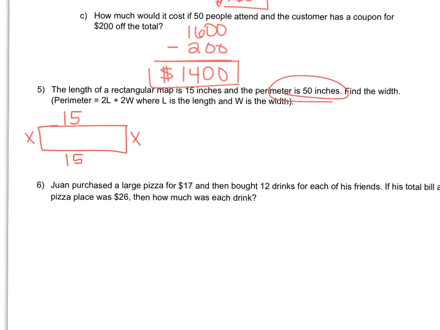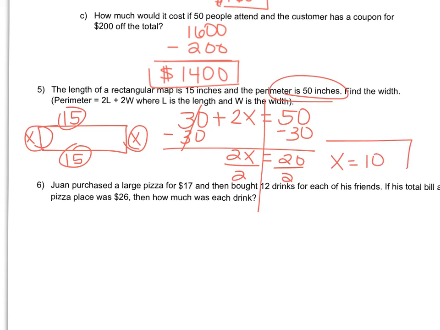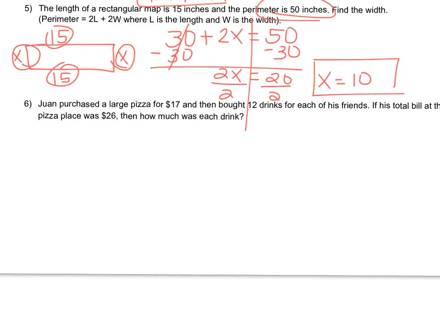So 15 plus 15 is 30. x and x make 2x, and that equals 50. So now I'm going to subtract 30 from both sides. So I have 2x equals 20. Divide by 2, so x equals 10. So that means the width is 10 inches.